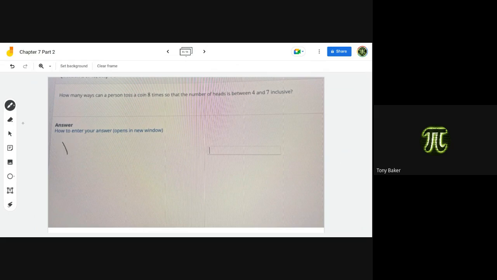All right. So we need the same things. We need N, X, and P. It's a toss of a coin, so P is still 1/2. In this case, it was 8 times, so my N is 8. And they want between 4 and 7. So X is going to be 4, 5, 6, and 7. So we have to do this problem 4 times.